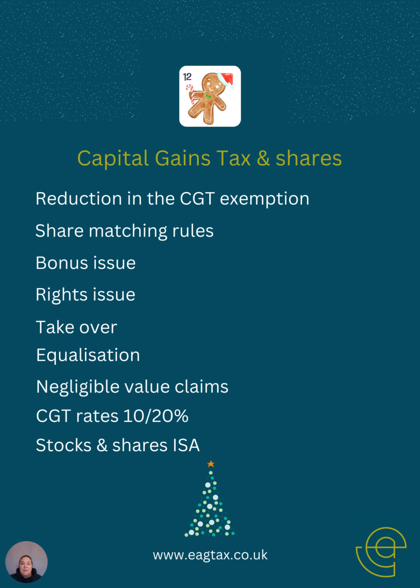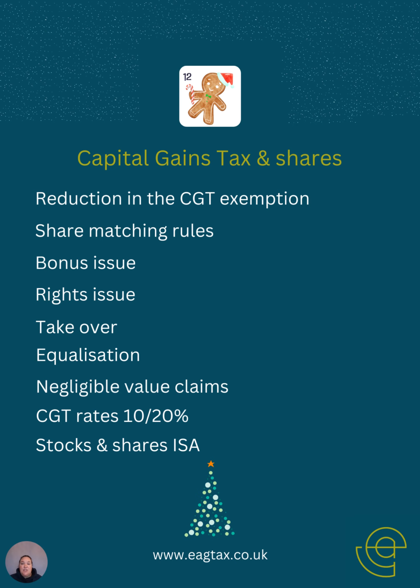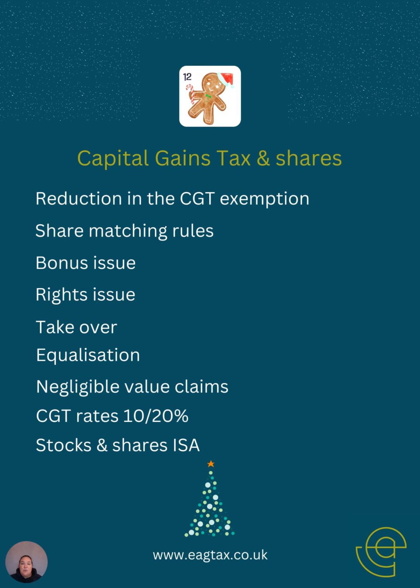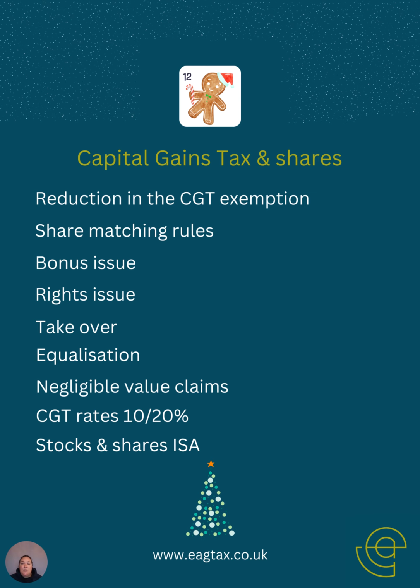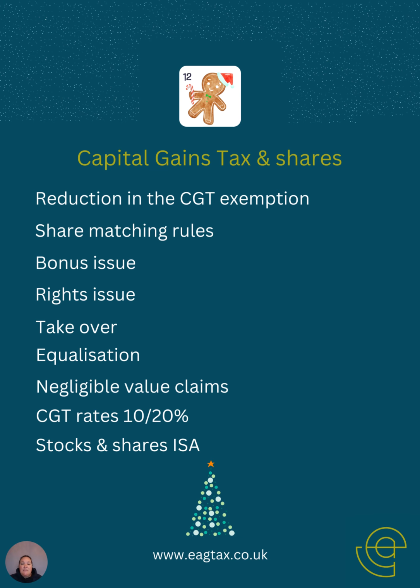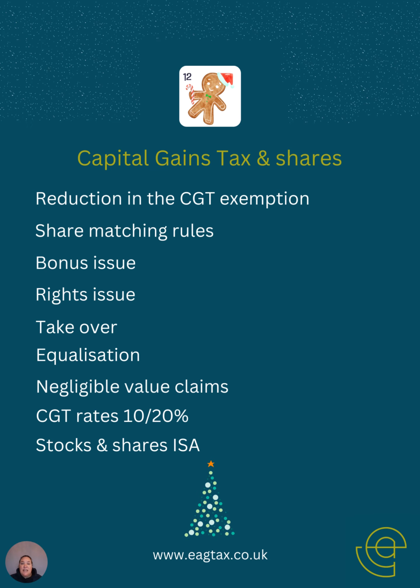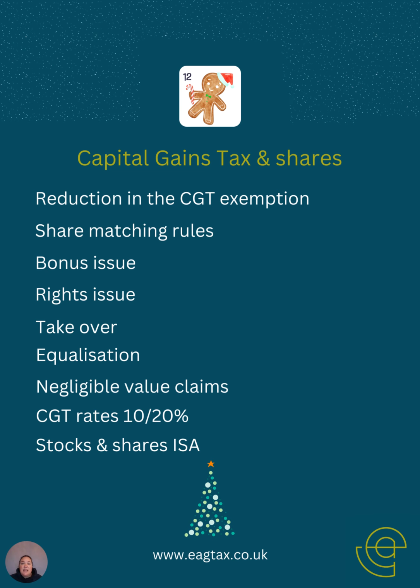With the tax-free capital gains tax exemption set to reduce down from over £12,000 to £3,000, more individuals may need to report capital gains through self-assessment as a result. When calculating the gain on shares, there are specific rules to match the tax cost against the sale. This is mostly relevant where you have acquired shares of the same class and company over a period of time and you are not selling all of the shares held.